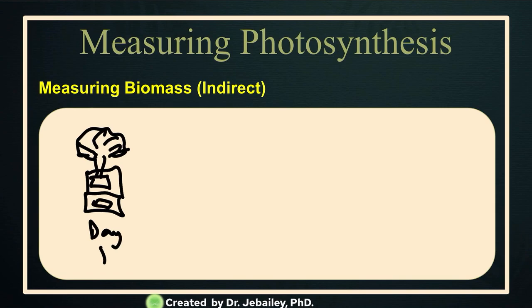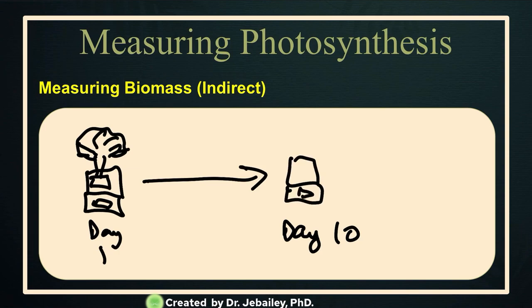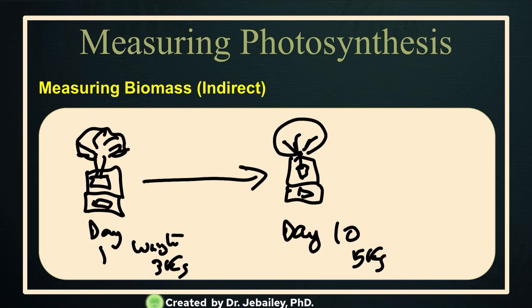And then maybe after 10 days, you can go and do the same thing. You put the plant on the scale, right? I'm not going to draw the same plate here. And you check the weight. So if the weight was 3 kilograms, and then after 10 days it was 5 kilograms, we are assuming that the extra 2 kilos that was produced was actually glucose. So we're saying that photosynthesis did happen and glucose was produced.